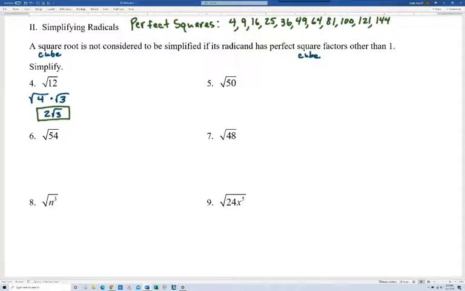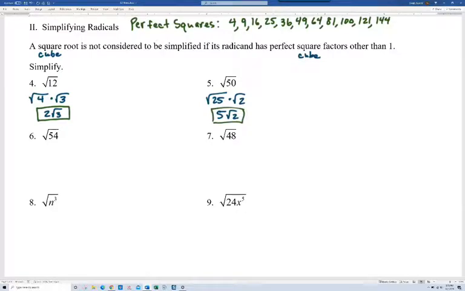All right, so if you think you got it, you might want to try and do at least up to 7, and if you are confident there, you can go all the way to 9, and then watch the video. On number 5, if you look, 4 doesn't divide into 50, 9 doesn't, 16 doesn't, but notice 25 does. That is a perfect square factor, and we can write the square root of 50 as the square root of 25 times the square root of 2. And so we get 5 square root of 2.